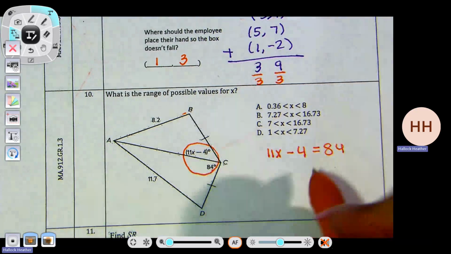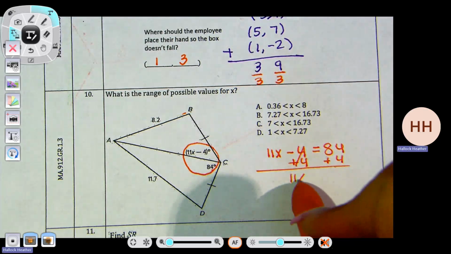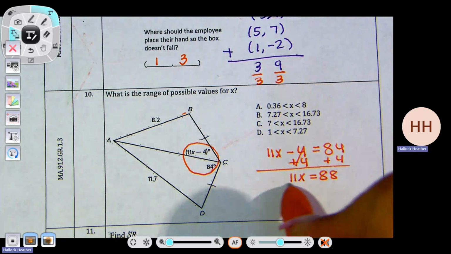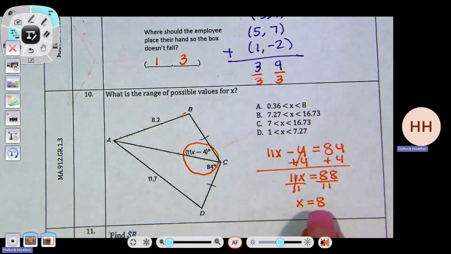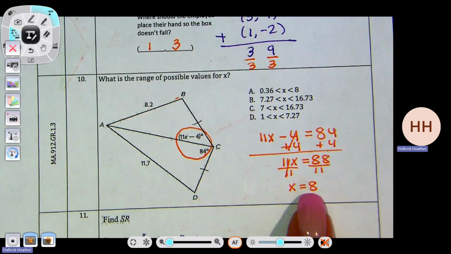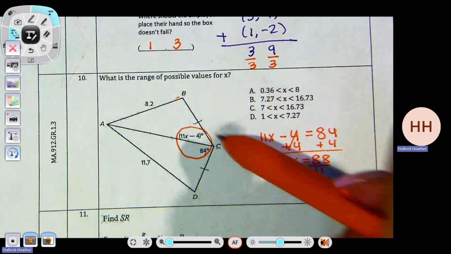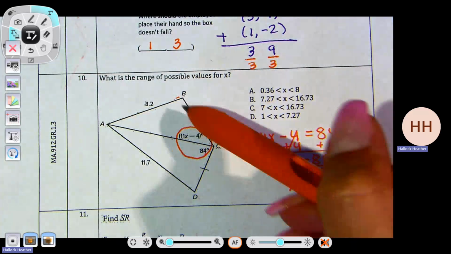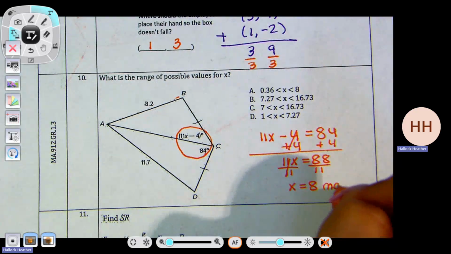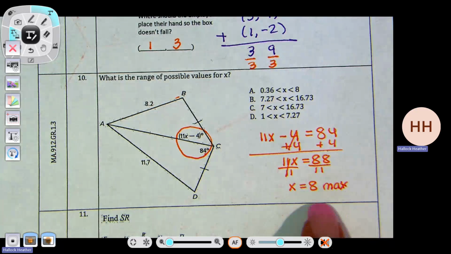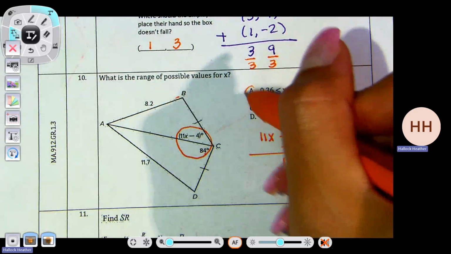So I'm going to set them equal. I'm going to add 4 to both sides. I have 11x equals 88. I'm going to divide by 11 because it's a two-step equation. X equals 8. So this represents the maximum allowable answer to equal 84. So I need something smaller than 8 to be less than 84. So this is your maximum, max. So the one that shows 8 being the largest number is going to be A.